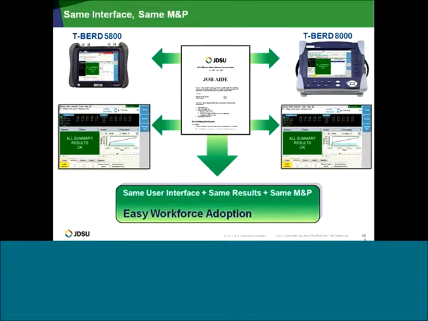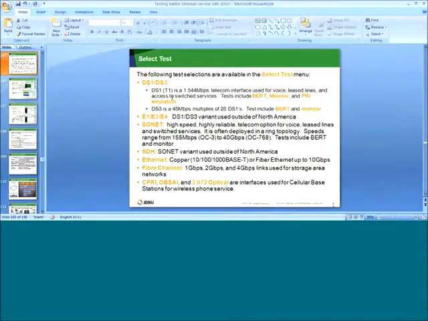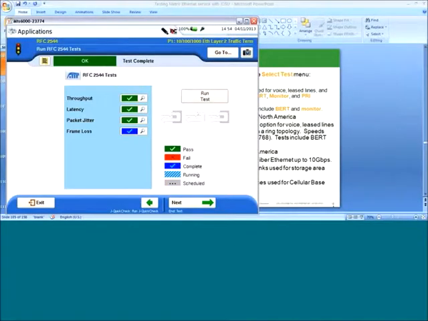Again, we have a lot of job aids available for all of the testers, the 5800, the 8000s, navigating through the GUI, and then setting up, for example, an RFC 2544 test. So what we're saying in this section is how to use the select test menu. Let's go back to my equipment here.